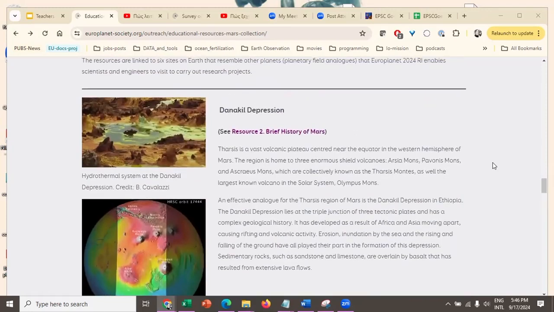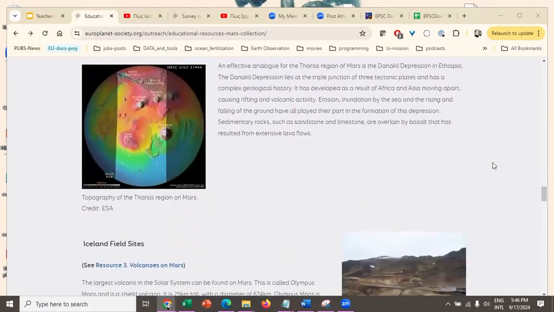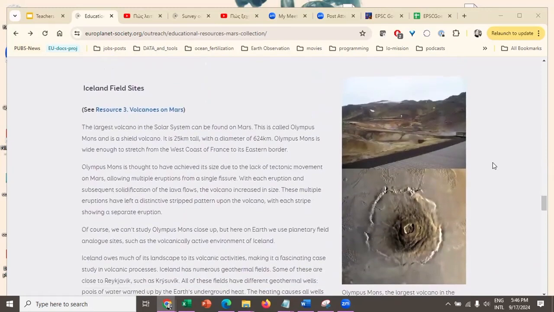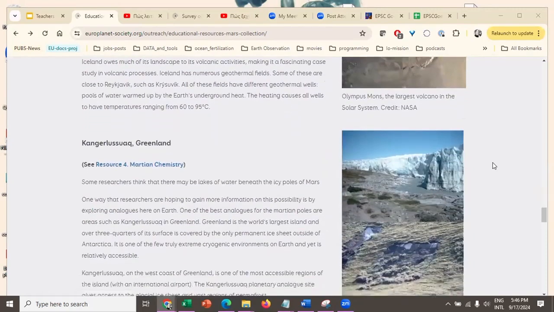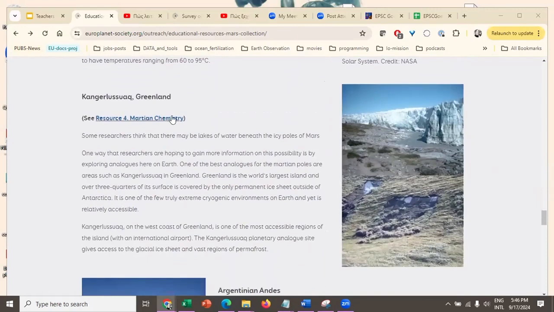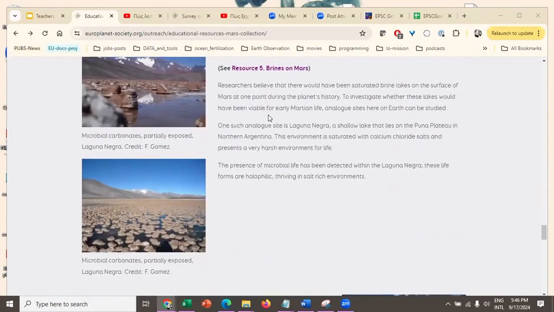One is the Danakil Depression, that's in Ethiopia. The other is the Iceland field sites, which is volcanic. They are volcanic, but they also combine ice, so they're very particular places. Greenland as well has to do with the Martian chemistry module.